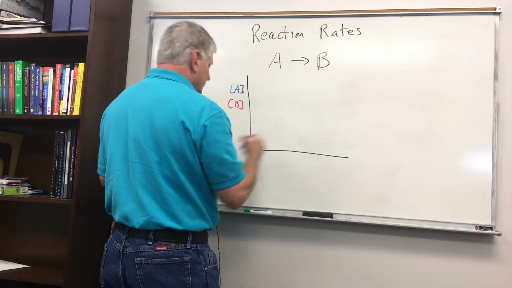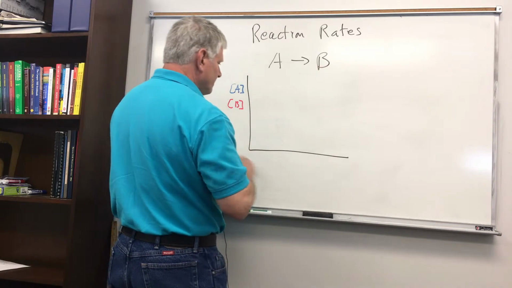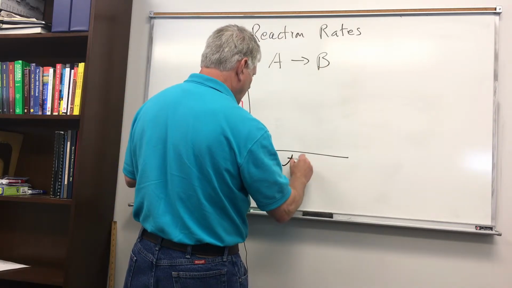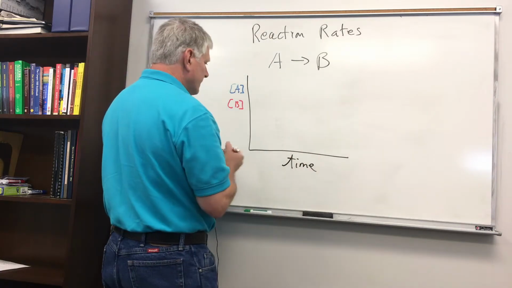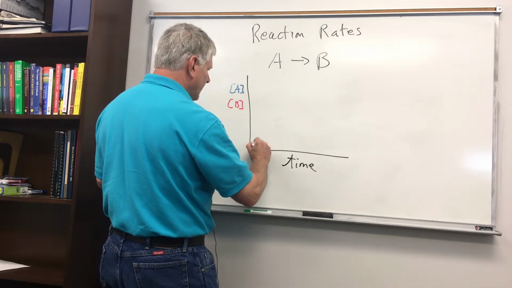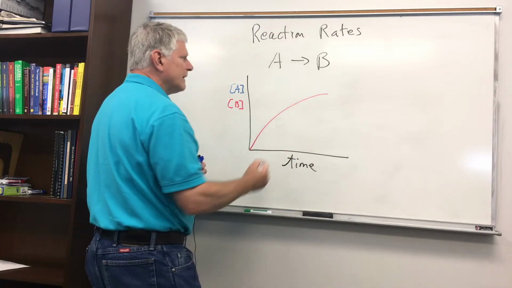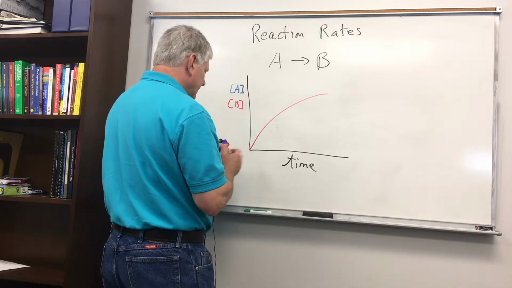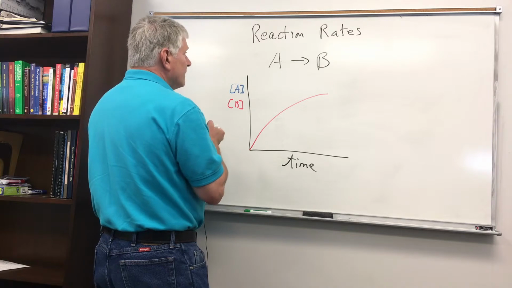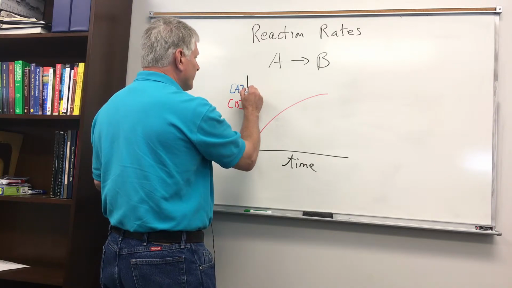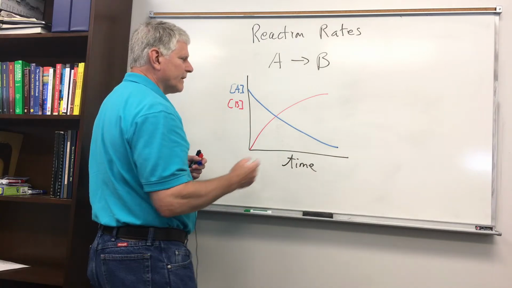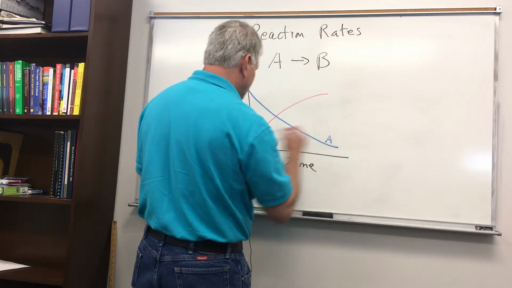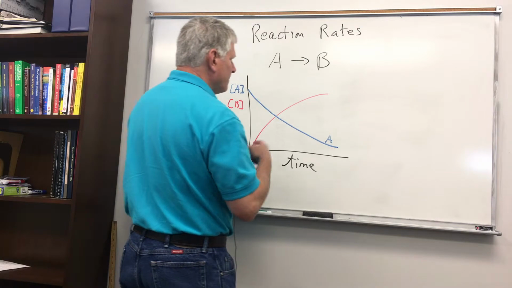So we'll say at time equals 0, that there's no product B, so it will start at 0, and then B will increase over time, and A, since it's the reactant, starts with a certain value, and it's going to decrease as a function of time. So this is A and B.